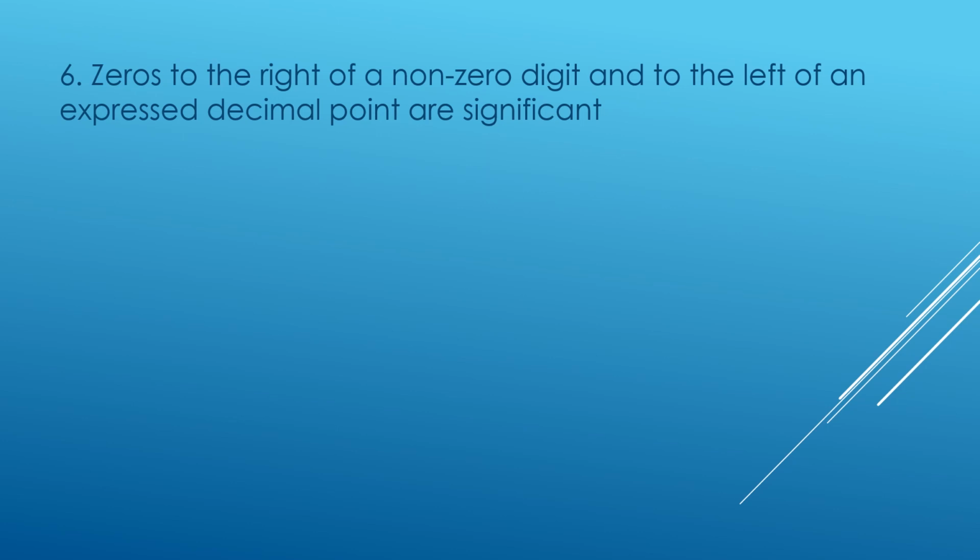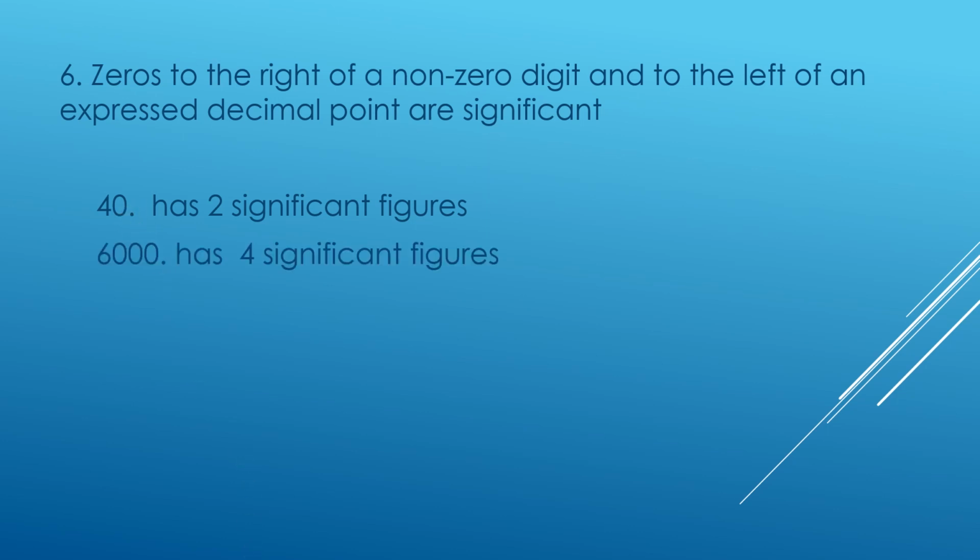Next, zeros to the right of a non-zero digit and to the left of an expressed decimal point are significant. 40. has 2 significant figures. The 0 to the right of 4 and to the left of the decimal point is significant. 6,000. has 4 significant figures. The 3 zeros to the right of 6 and to the left of the decimal point are all significant.